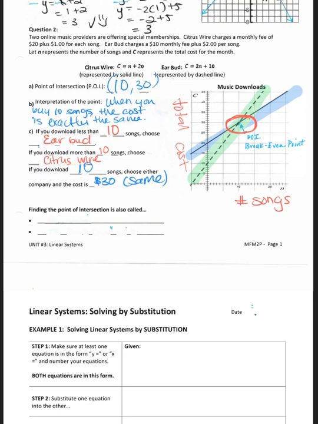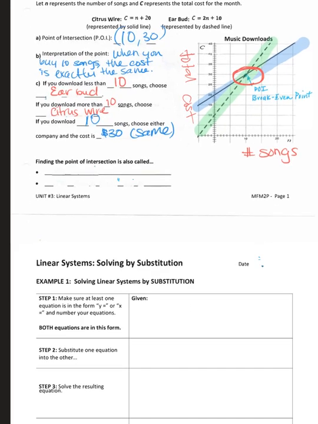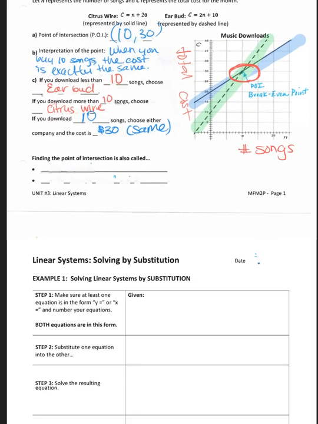So let's talk about our points of intersection a little bit. When we are finding our points of intersection, this is also called the solution. So these are some other words that we could see for point of intersection: the solution, as well as the break-even point. Okay, so those are the two ways that we can describe point of intersection.